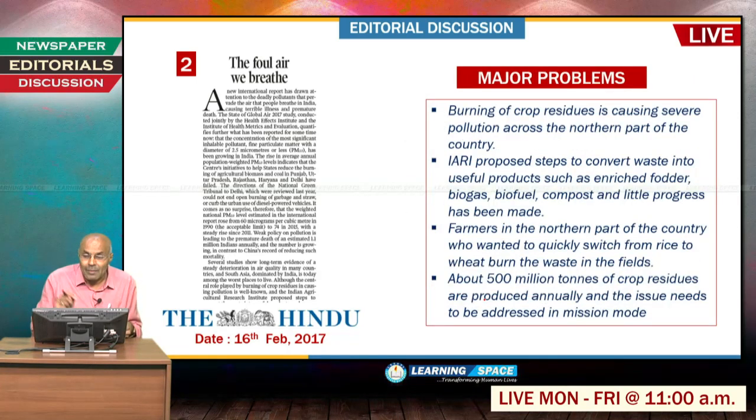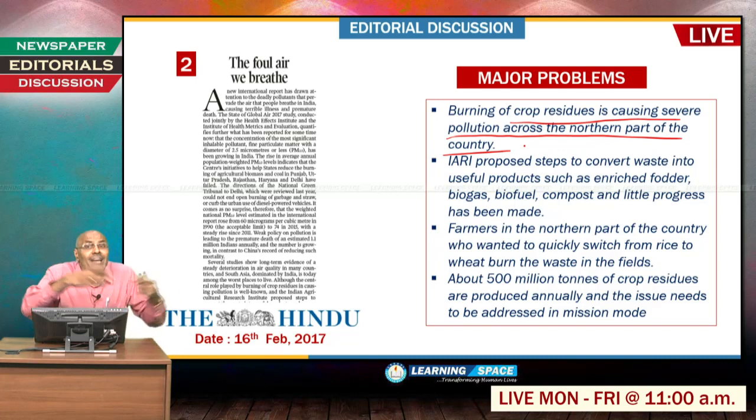As per this article, the major problem cited in the editorial is that burning of crop residues is causing severe pollution across the northern part of the country. Here, what happens? After rice, farmers cultivate wheat in some states of the northern part of the country, and without waiting much, normally they immediately burn the crop residue. The burning of crop residue is causing a lot of pollution in winter months in the northern part of the country. So, this editorial stresses that point.